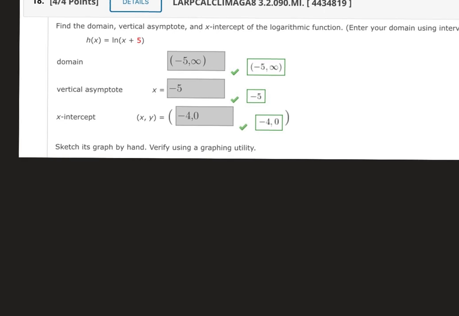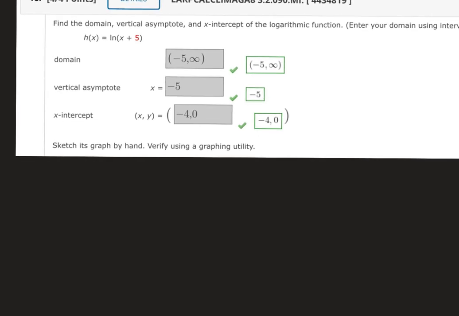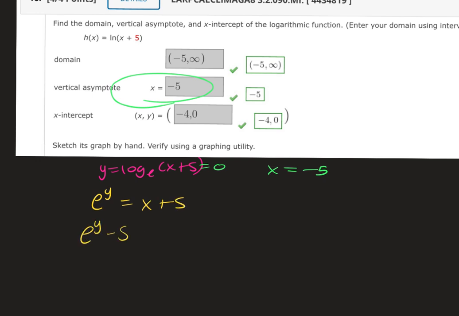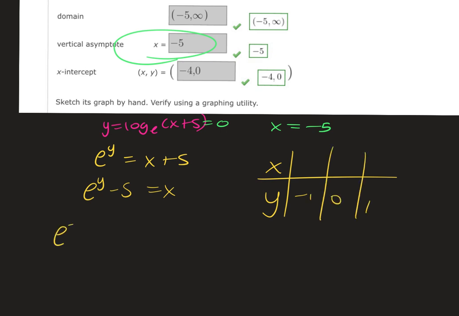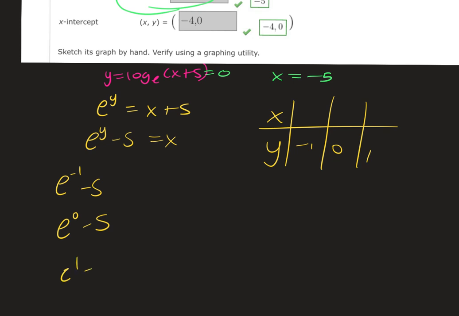So I could say that ln is the same thing as log base e. So I would say y equals log base e of x plus 5. My vertical asymptote is x equals -5. That you could get asked without a calculator, okay? And then e to the y equals x plus 5, and e to the y minus 5 equals x. And then I plug in for y. So e to the -1 minus 5, e to the 0 minus 5, and e to the first minus 5.